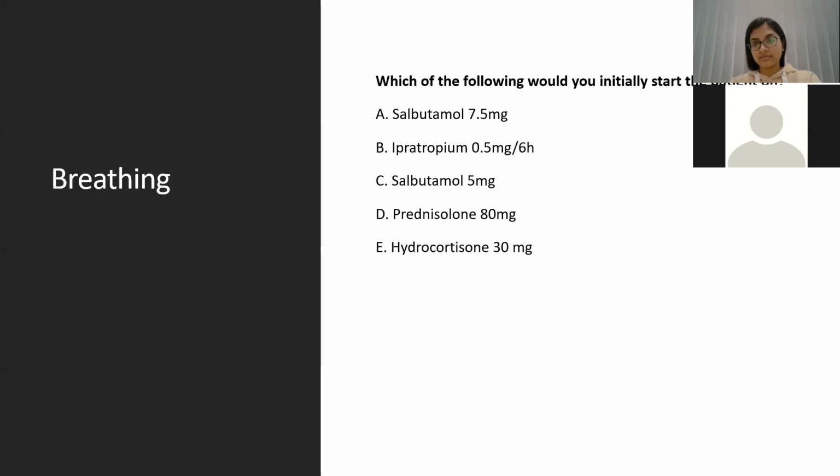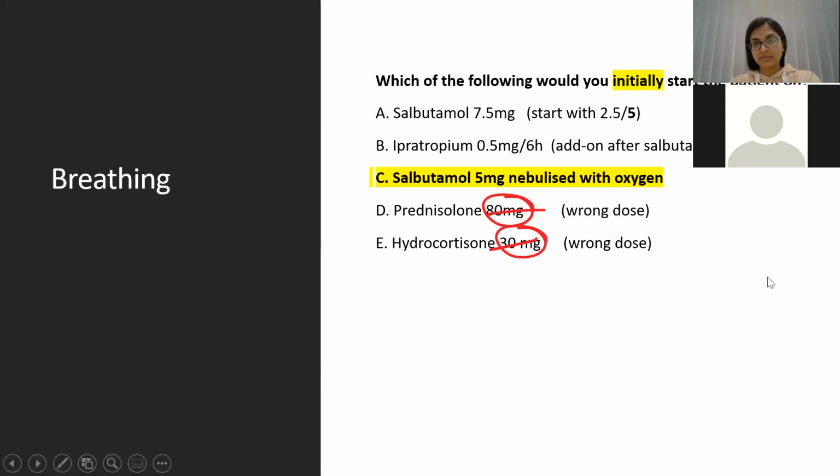Okay, so you got a couple of responses. The correct answer would be to start him on, the first thing you want to start is salbutamol 5 milligrams nebulized with oxygen. So right now your working diagnosis is probably asthma because he's using his inhaler and he's got a history and he's got wheeze, which is consistent with that history.